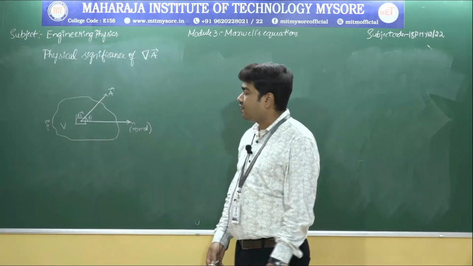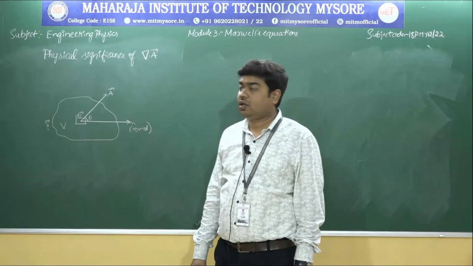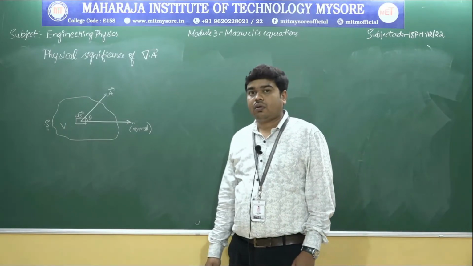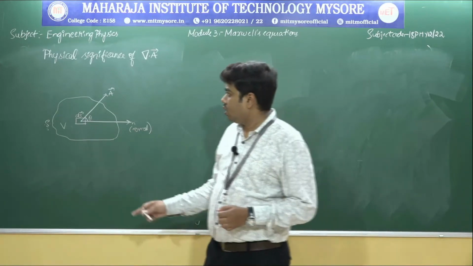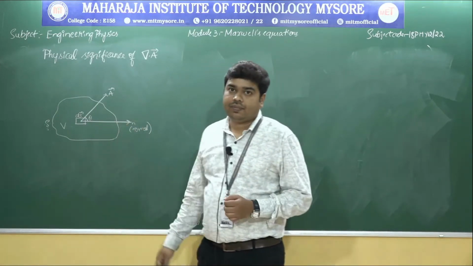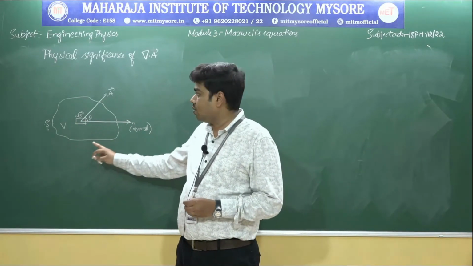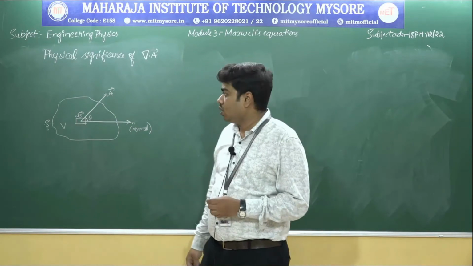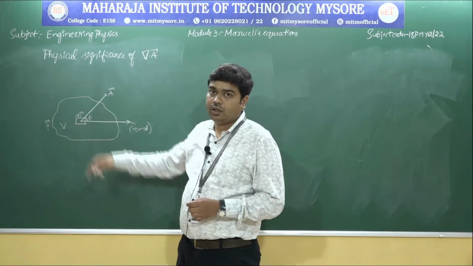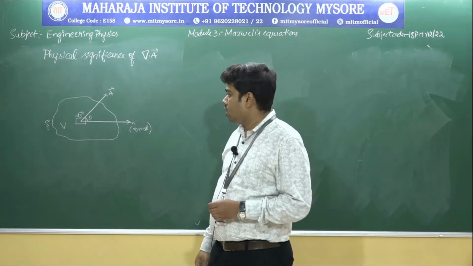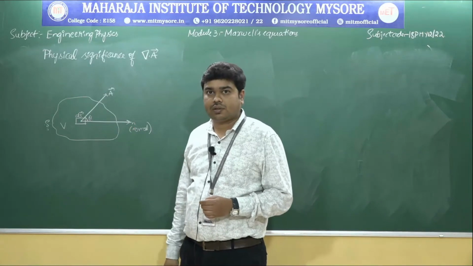Next topic is the physical significance of divergence of the vector field. Now, in order to find out the physical significance, let us consider a vector field, and in that vector field let us consider a volume V which is enclosed by surface S. In that volume, let us consider a vector at a particular point inside the volume V, and let us draw a normal to the surface S.